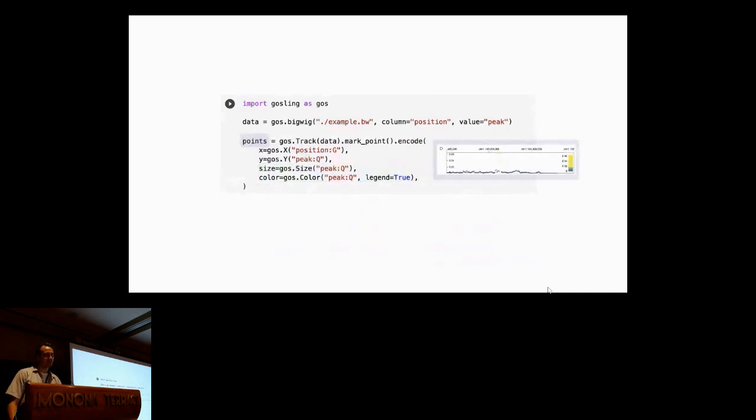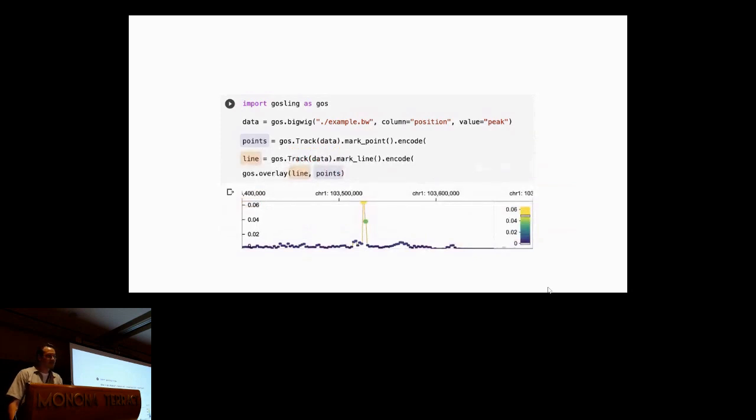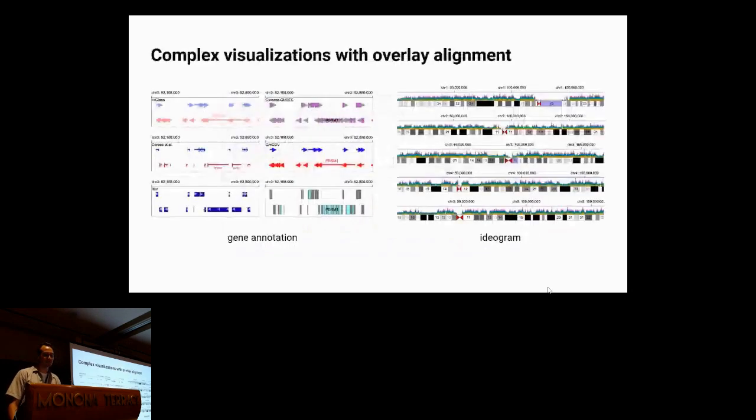And because we're in Python, we can actually save these objects to variables. So here I have a track, I'm saving it to a variable called points, and create another variable called line, that's another line plot. And then I can combine these visualizations together into a single visualization using GOS overlay. And so this is a pretty contrived example, but you can use this layering of tracks to create much more complicated visualizations.